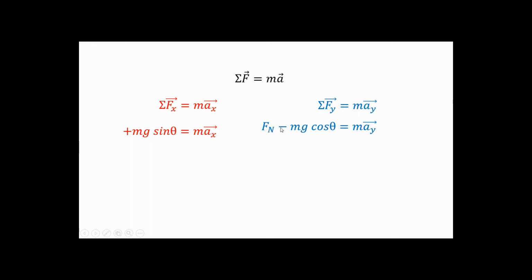Now, in the y direction, we have the normal force, which is positive, the way we've got it set up for our positive y direction, minus negative mg cosine theta, which is the y component, and those together will be equal to the mass times the acceleration in the y. Now, once again, our cart is not jumping up off of the inclined plane, nor is it sinking into the inclined plane, so it is not moving or accelerating in our new y direction.